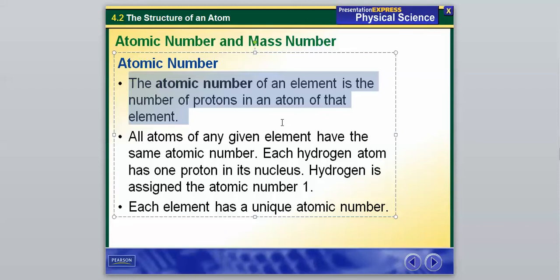All atoms of any given element have the same atomic number, so each hydrogen atom has 1 proton in its nucleus, and therefore hydrogen is assigned the atomic number 1. Every single hydrogen we're ever going to see is always going to have 1 proton, and so it always has the atomic number of 1. Each element has a unique atomic number. If you look back at the periodic table, you'll notice the elements are arranged from 1 to over 100. The reason they have those numbers is because they all have different numbers of protons, or a different atomic number. That's all an atomic number is: the number of protons within the atom of different elements.